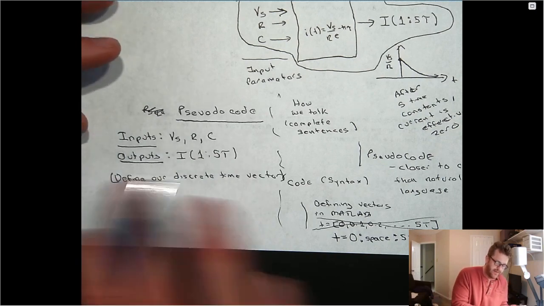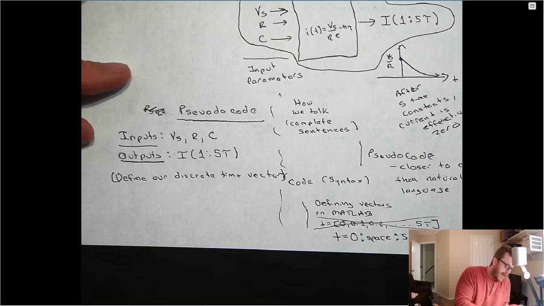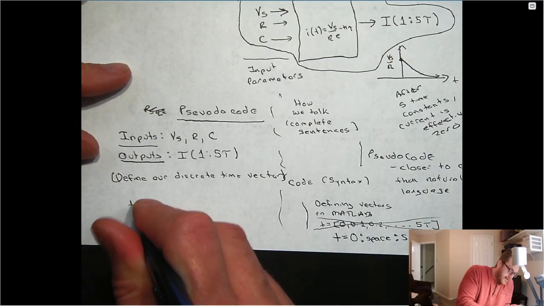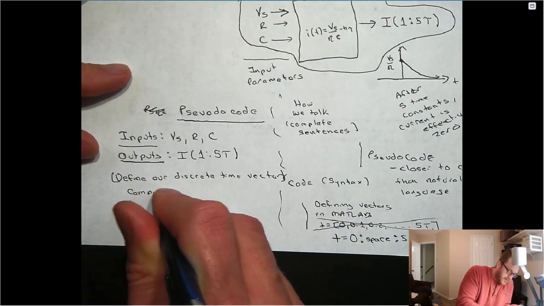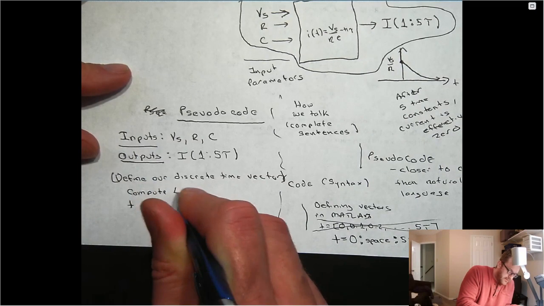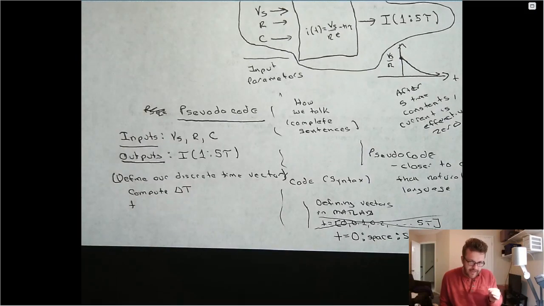So my pseudocode, again, you probably don't want this to be way too descriptive. It sounds like how we talk in sentences. I would have something like this. Step 1, compute their delta t value. And I would say it's probably a good technique if you think about it.